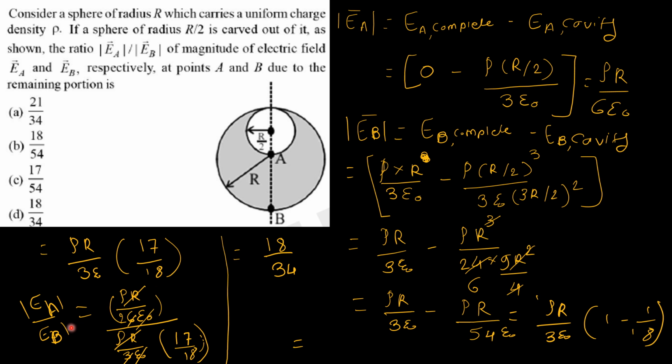Now you just have to take the ratio, E at point A upon E at point B. You will get the answer 18 upon 34. So option D is the correct answer, 18 upon 34. Okay, thank you.